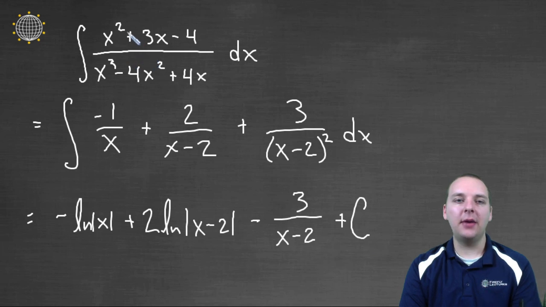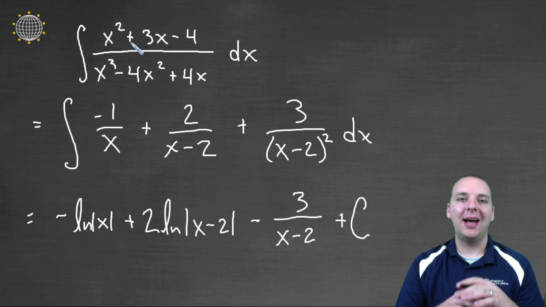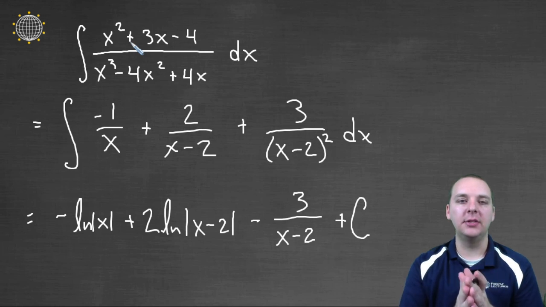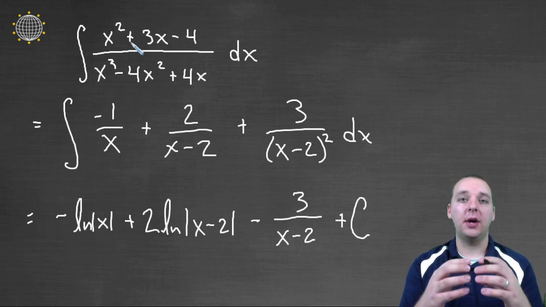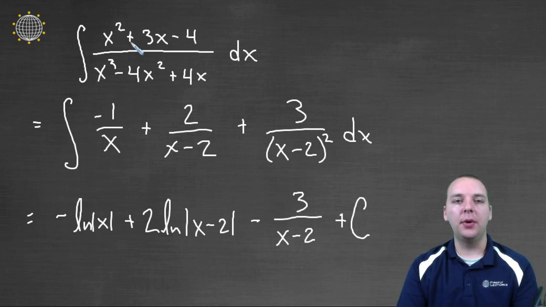So this is about as big as they get. Hopefully by now you've understood the general idea behind partial fraction decomposition. You have a big ugly rational expression. You decompose it into smaller pieces, and then you integrate each piece, and that's pretty much how it works.